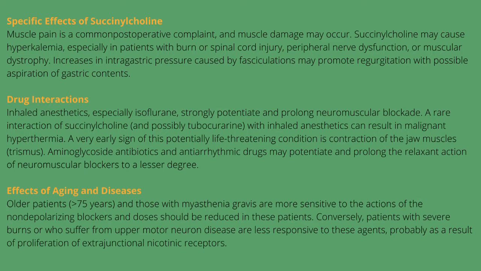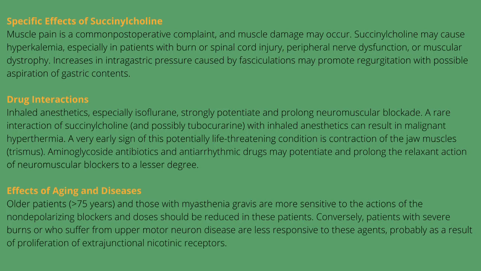Drug interactions. Inhaled anesthetics, especially isoflurane, strongly potentiate and prolong neuromuscular blockade. A rare interaction of succinylcholine and tubocurarine with inhaled anesthetics can result in malignant hyperthermia. A very early sign of this potentially life-threatening condition is contraction of the jaw muscles, also called trismus. Aminoglycoside antibiotics and antiarrhythmic drugs may potentiate and prolong the relaxant action of neuromuscular blockers to a lesser degree.